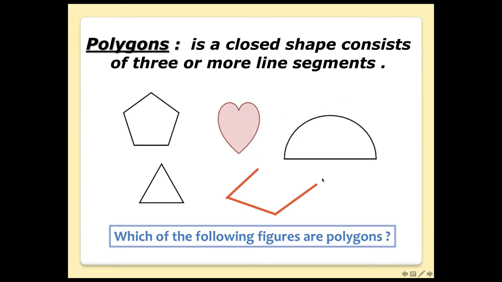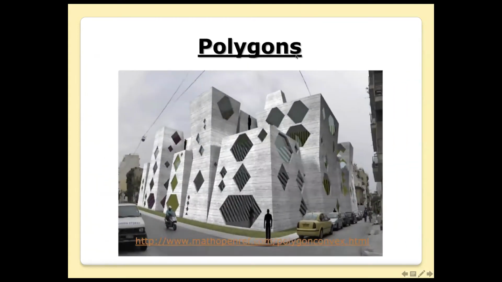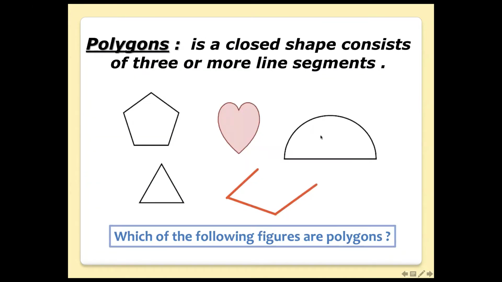No, because we have what? We have a curve, and we haven't got any line segments, so we can't consider it a polygon. And the half circle also has a curve, so we can't consider this figure a polygon. But the triangle is a polygon, and the open shape, of course, is not a polygon, because we said that a polygon is a closed shape consisting of 3 or more line segments.